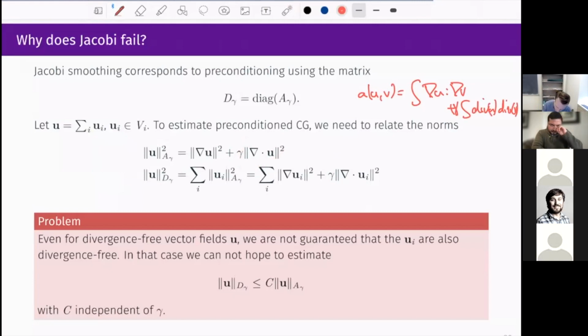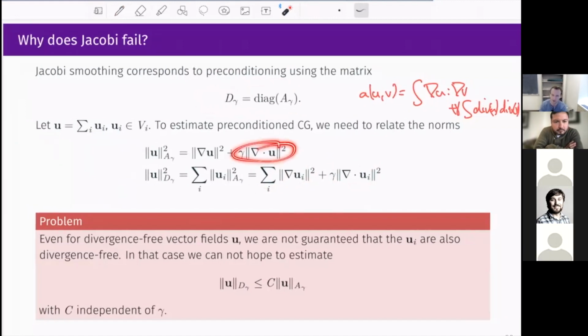Okay, so what is the norm of this operator that's just the diagonal of A? Well, it's essentially the same thing, but we compute this, grad u_i squared plus gamma div u_i squared, for each of the individual basis functions, right? And we take the sum over all these basis functions. Okay, so why can these two norms never be equivalent? Well, think of a function u that is divergence free, right? Which means that this is now going to be 0.